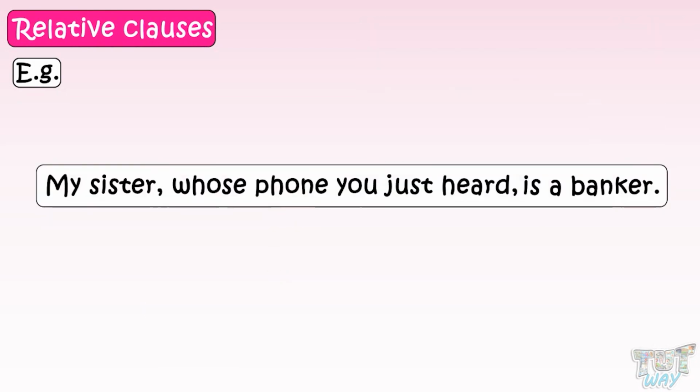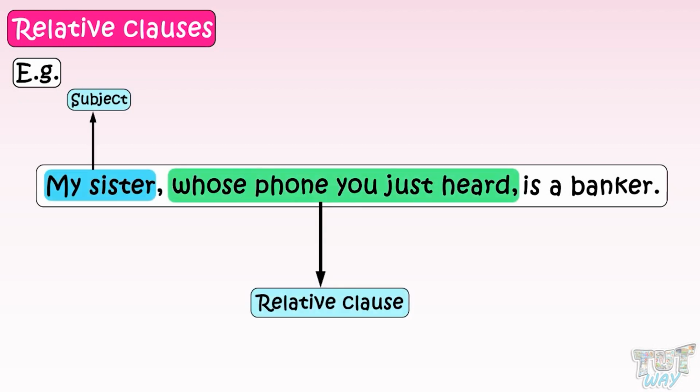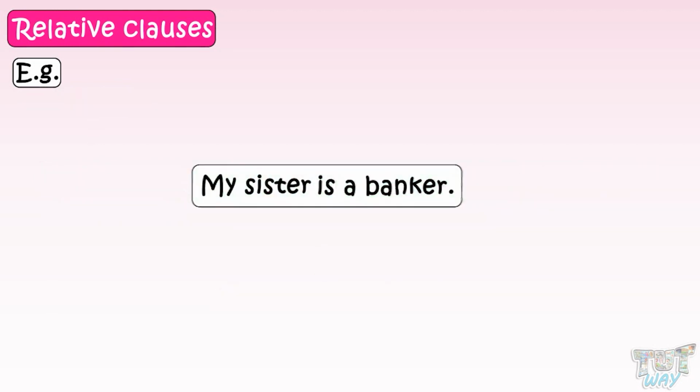My sister, whose phone you just heard, is a banker. Here, the pronoun whose is used to refer to the subject, my sister. And the relative clause, whose phone you just heard, is a non-restrictive clause, as it is giving extra information about the subject and the sentence will remain meaningful without this clause. My sister is a banker.